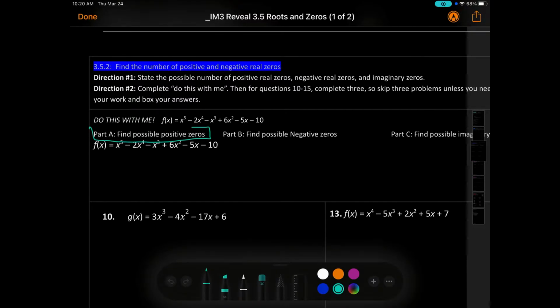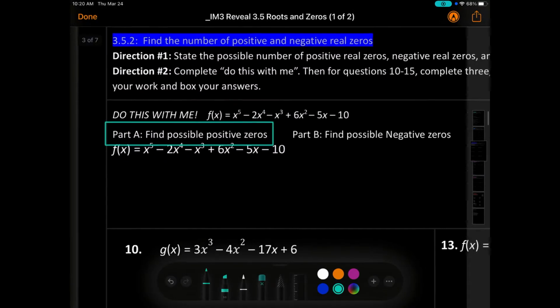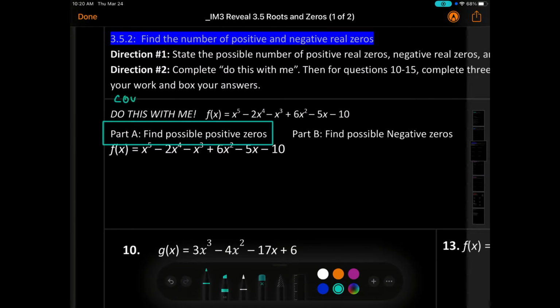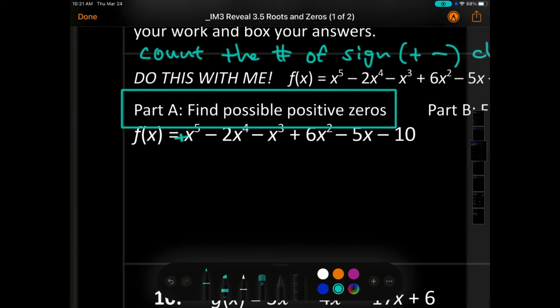And for the positives, all we have to do here is count the number of sign changes, positive to negative. So x to the fifth here is positive. So going from here to here, we would say yes, that's a change. No, because it's negative, negative, negative, positive, that's a yes. Positive, negative, that's also a sign change.